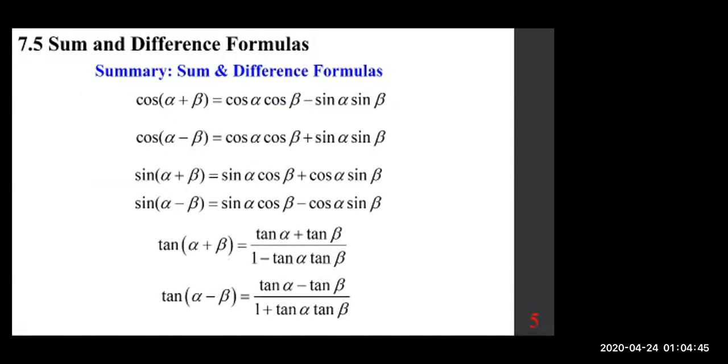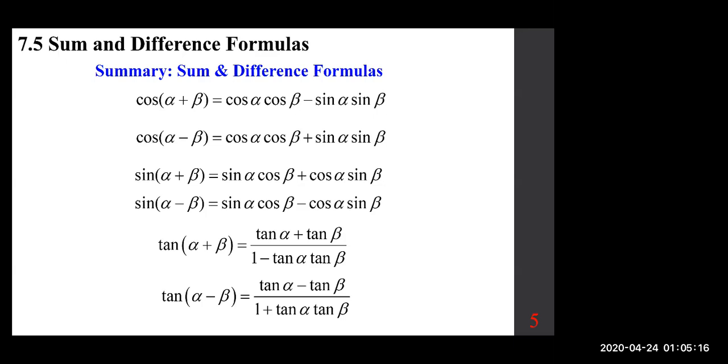As an example, cosine of alpha plus beta is cosine alpha cosine beta minus sine alpha sine beta. For cosine of alpha minus beta, it becomes the sum of the two. Sine of alpha plus beta is sine alpha cosine beta plus cosine alpha sine beta. And for the difference, you take a negative sign in between. For tangent, it is tan alpha plus tan beta over 1 minus tan alpha tan beta.